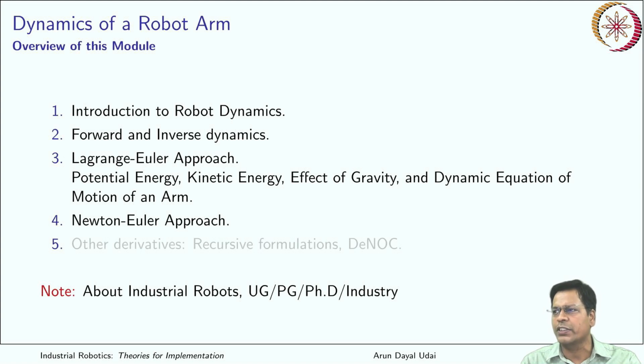So we'll start with this today, and potential energy, kinetic energy, effects of gravity. Finally, we'll reach the dynamic equation of motion of an arm. We'll also discuss Newton-Euler approach in the next few classes. Okay, and there are many other approaches to dynamic equation of motion. So that is recursive formulation and Denavit-Hartenberg based approaches that we will not be covering in this module.